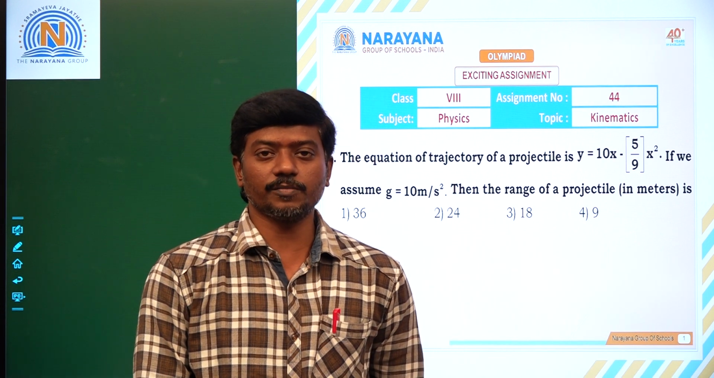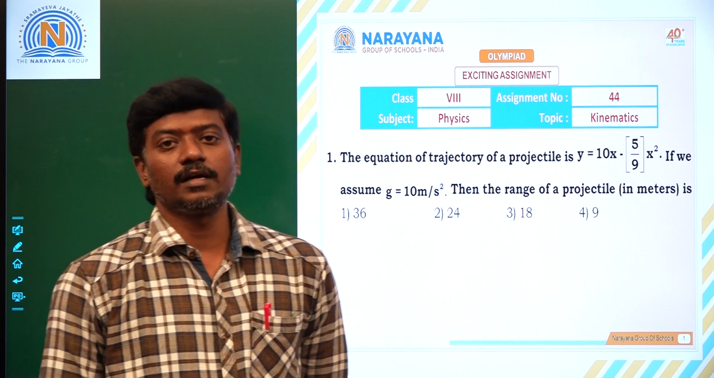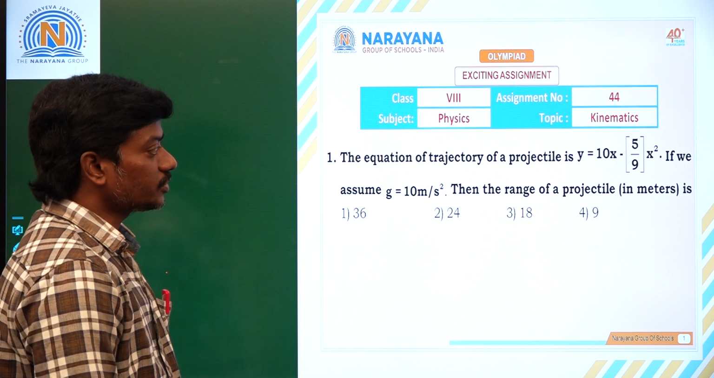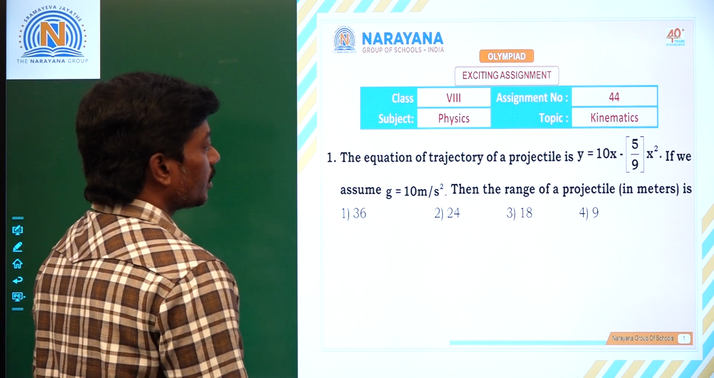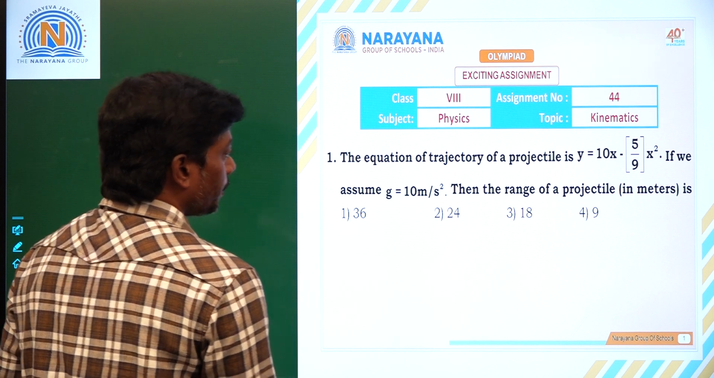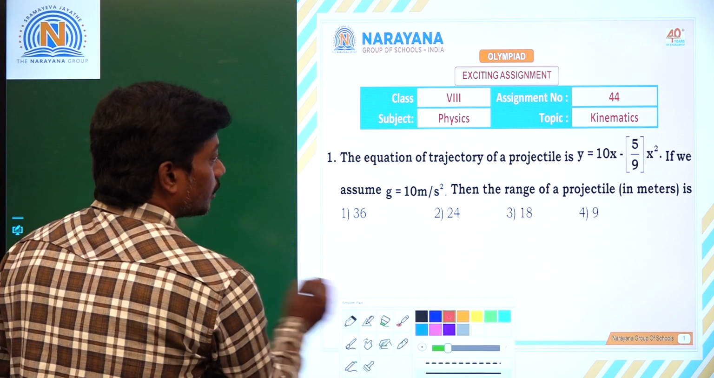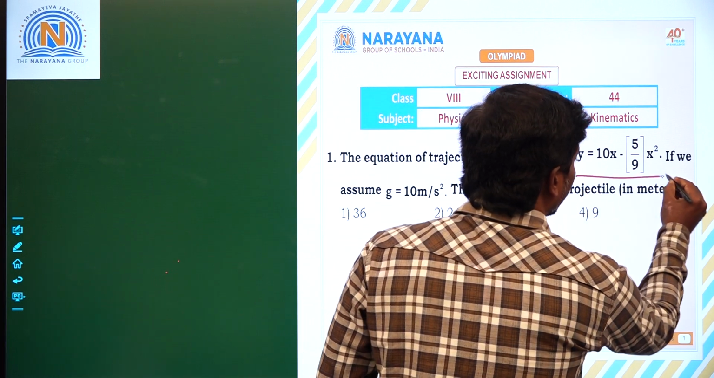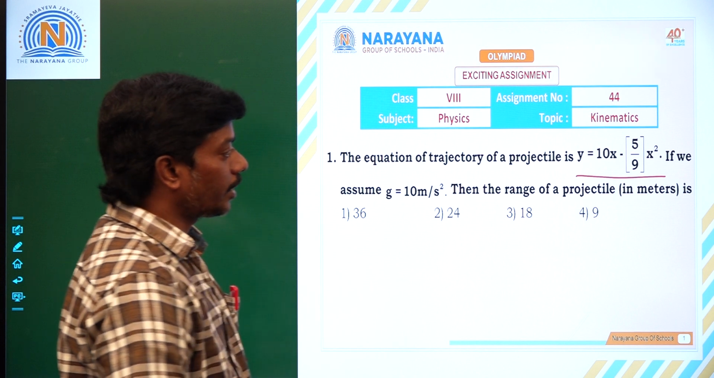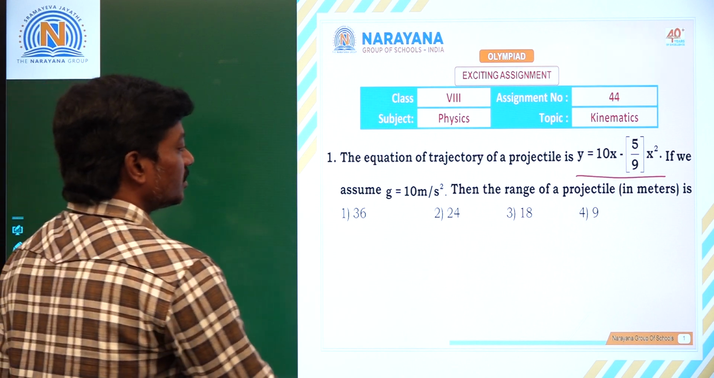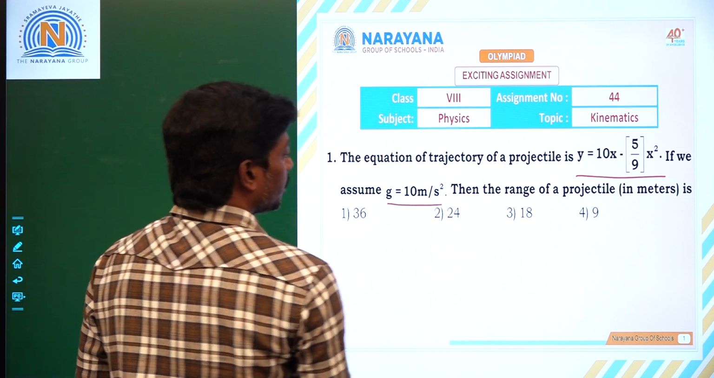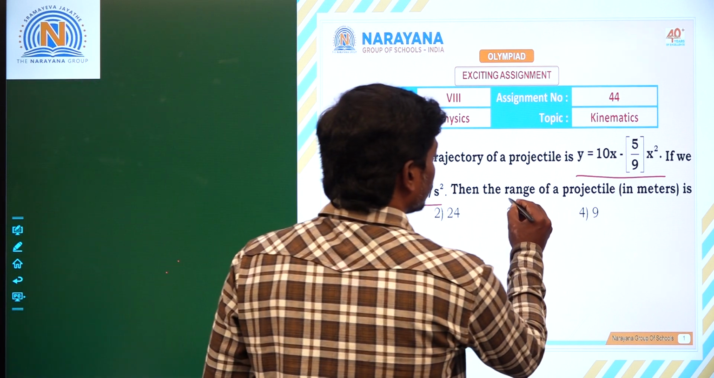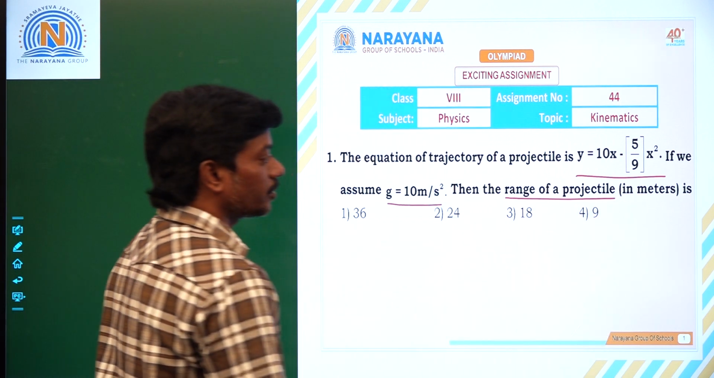Today we are going to discuss 8th class physics kinematics topic, assignment number 44. So let us see the questions, students. First one: the equation of trajectory of a projectile is y = 10x − (5/9)x². If we assume g = 10 m/s², then the range of the projectile is... so we are going to find out the range of the projectile.